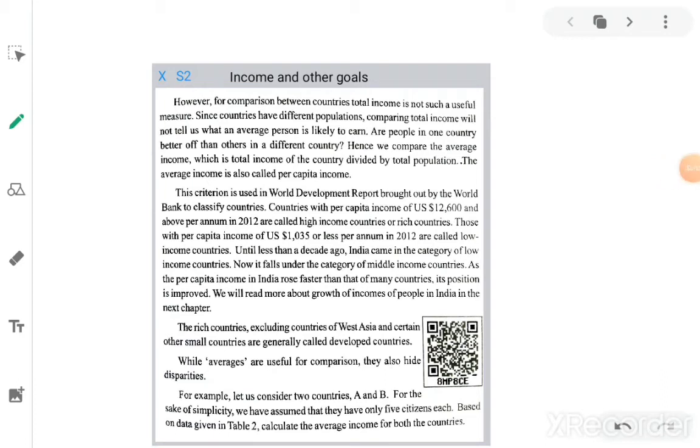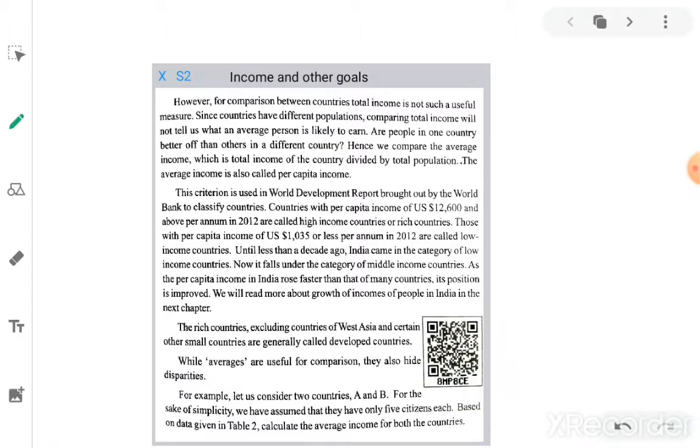Good morning, children. Last session we discussed the different categories of people and their different goals. One's developmental goal is not the same as the developmental goal of others. Today, in this session, we learn about income and other goals.